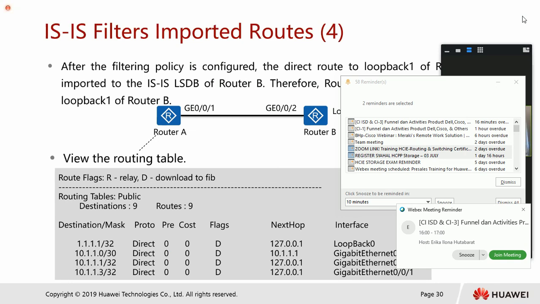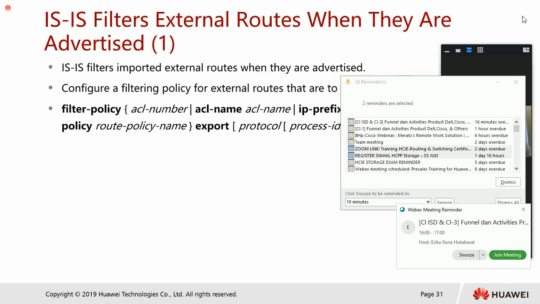So far, any questions? All right. So the next one is on the ISIS filter external route when they are advertising. Just now was before they come in to the ISIS, I filtered. Now it will be when they're inside the ISIS already, I filter before I send to you. ISIS filter imported external route when they are advertising.